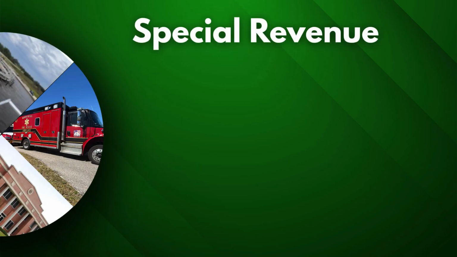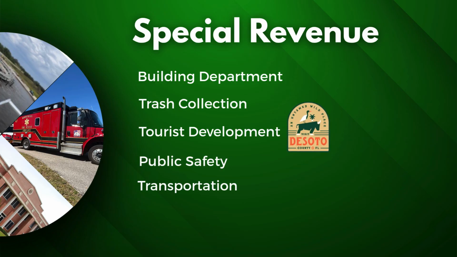The next type of fund is called a Special Revenue Fund. A Special Revenue Fund is comprised of the county's income when the money must be spent on a specific purpose by law or policy. That money cannot be used for anything else and must be accounted for separately from the General Fund. If funding is restricted for a specific program or service, it must be placed into a Special Revenue Fund and used only for that purpose. Some examples we have in DeSoto County are the Building Department, Trash Collection, Tourist Development, Public Safety, and Transportation.